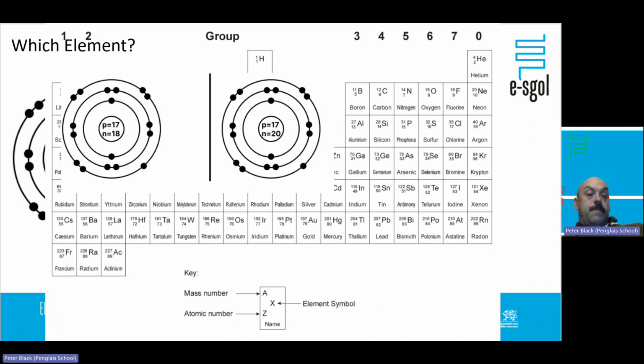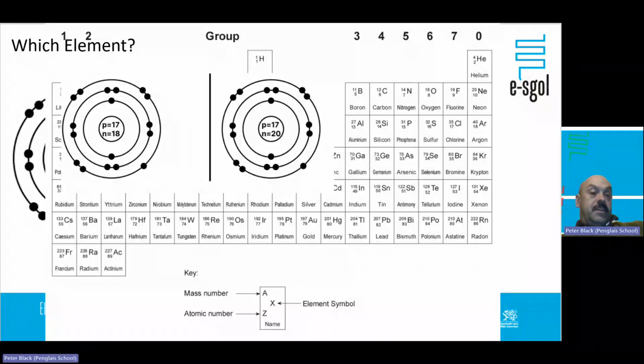So remember, which particle defines you? It's the number of protons. This is your 17 protons here and 17 protons here. So this makes them isotopes of the same element. Isotopes because they've got the same number of protons, but a different number of neutrons.